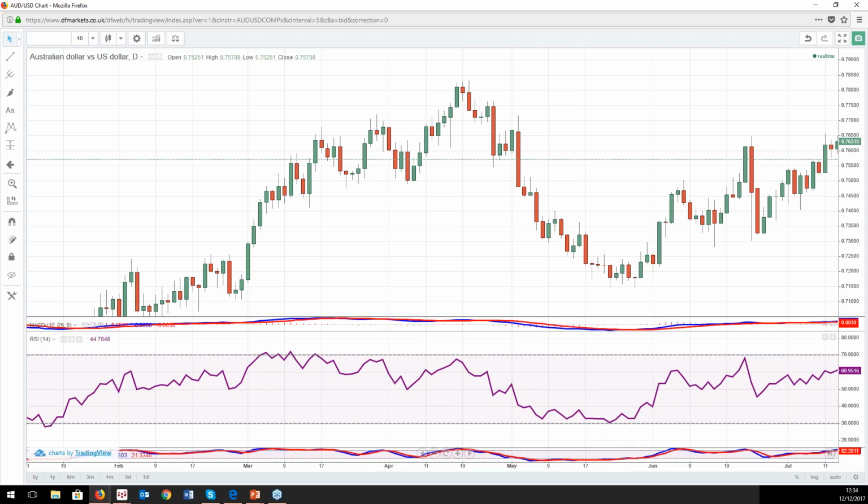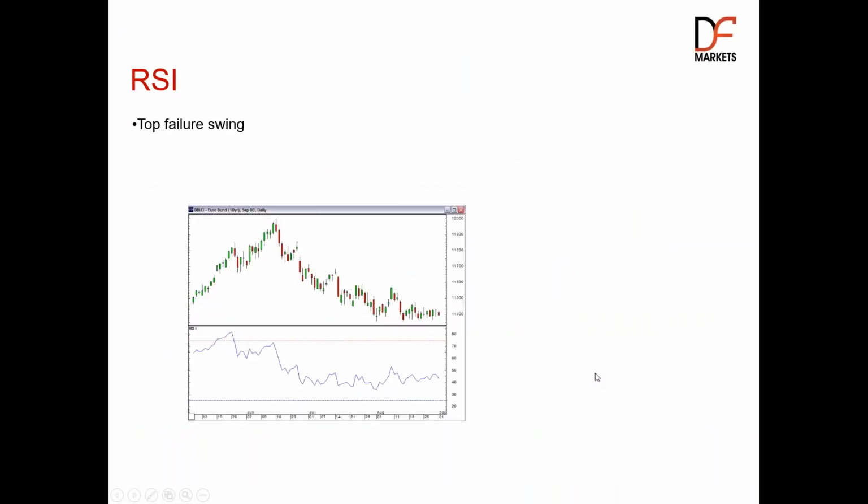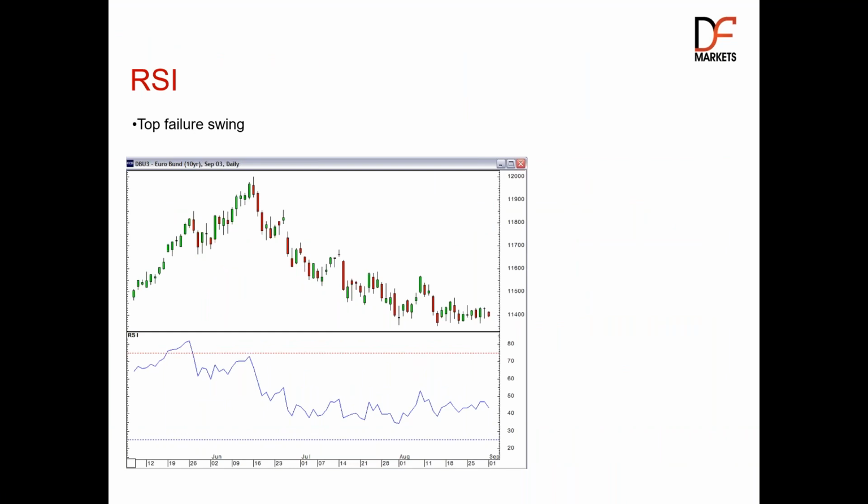Let's just go back to the slides for a minute so I can make sure that I'm not just bimbling away and not sticking to my script, as it were. Overbought and oversold RSI, yes, that's fine.